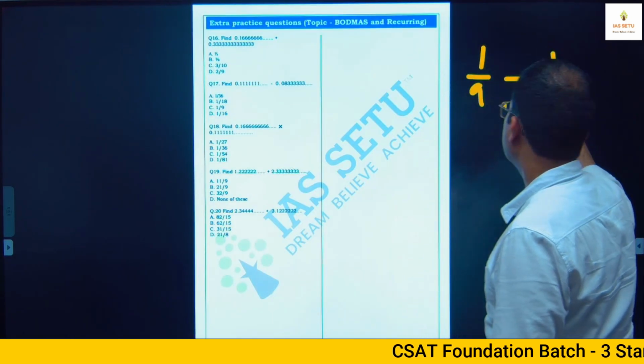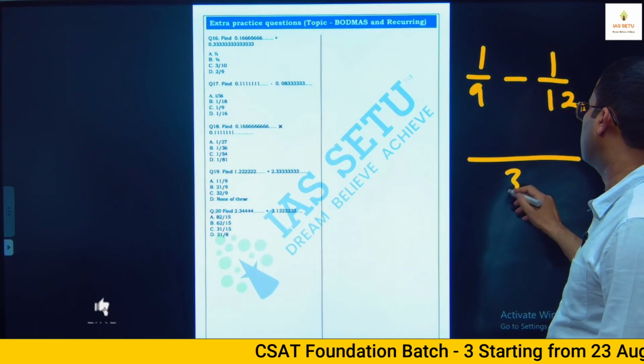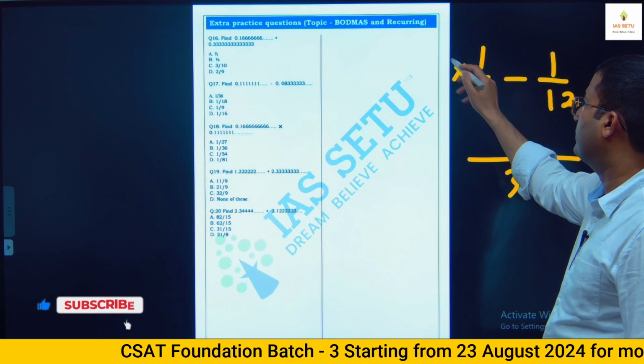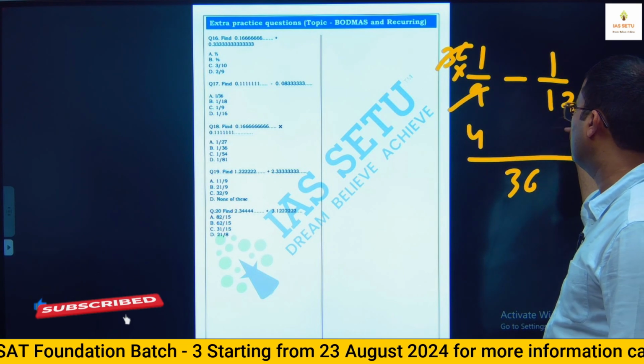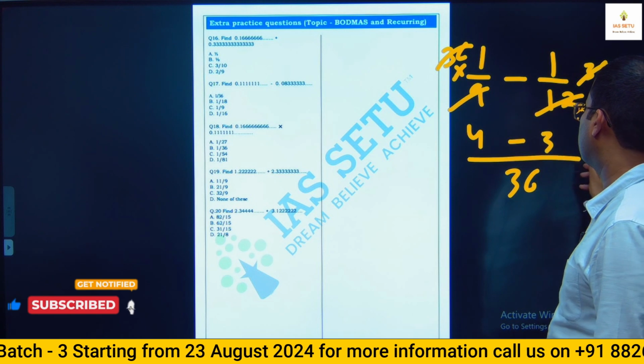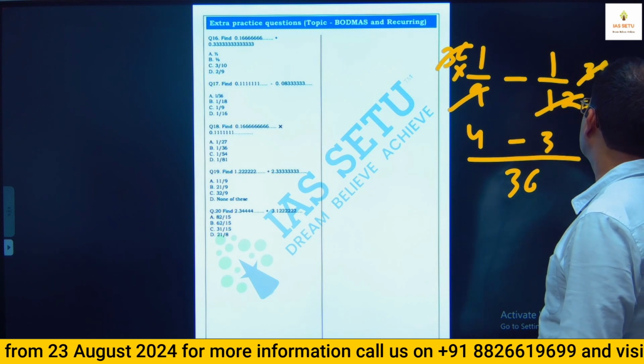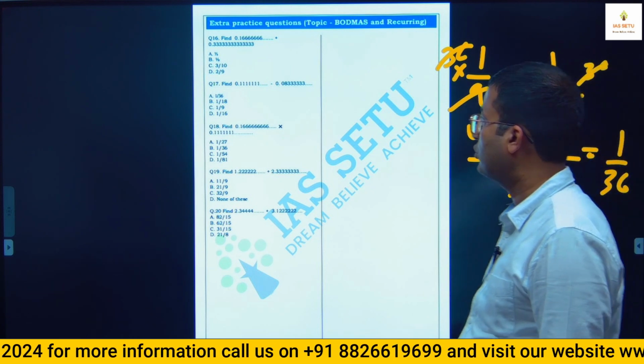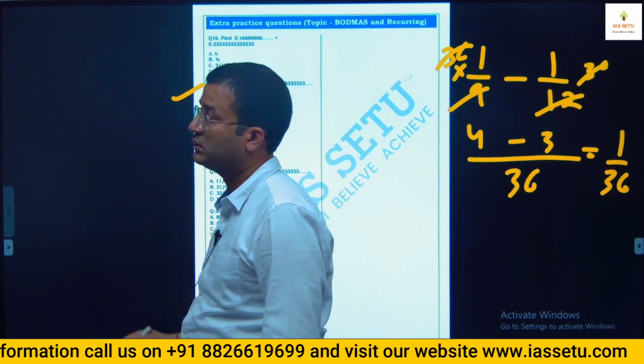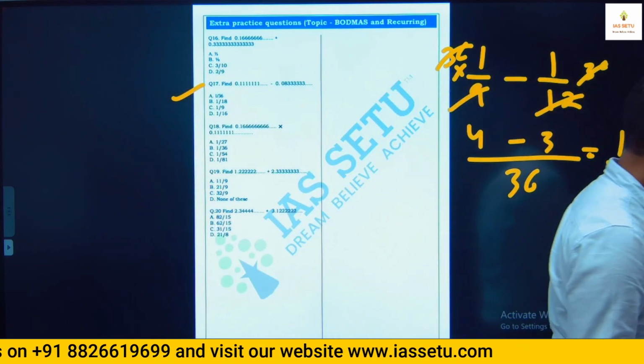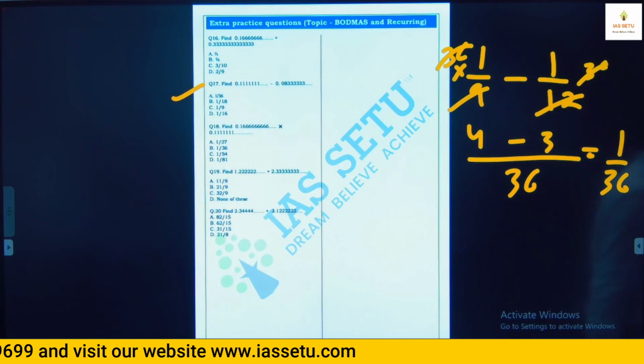So it is 1 by 9 minus 1 by 12. You get 36. So you multiply with 36, you get 4. Multiply with 36, you get 3. So it is 4 minus 3, 1 upon 36. So the answer is 1 upon 36. Okay. Fine.